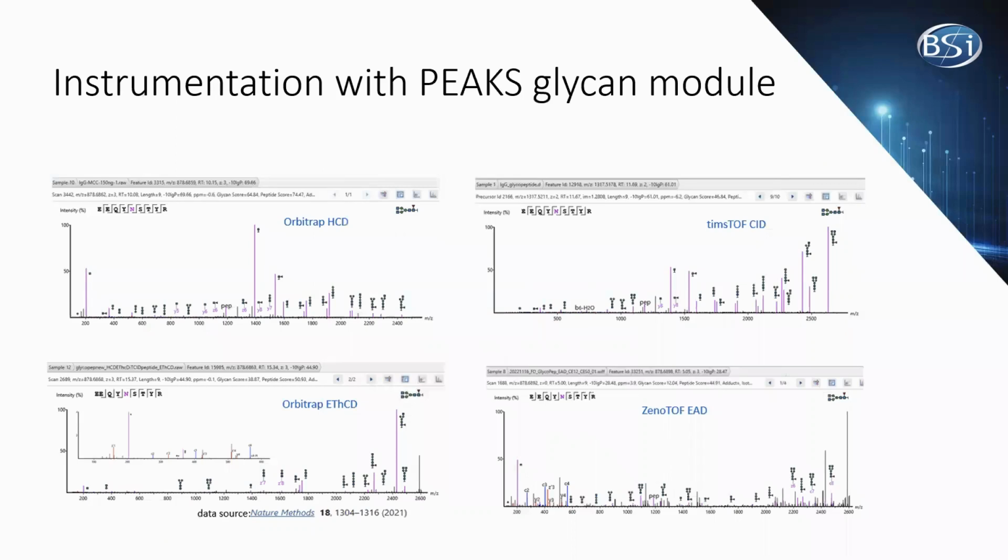Within the Glycan module, as well as within Peaks 11, we support multiple different instrumentation methods and instrument types. So for glycans, we support Orbitrap, timsTOF, and Orbitrap for HCD, as well as EThcD. And we also support ZenoTOF, CID, and EAD fragmentation types, which has really improved glycoproteomics in terms of getting nice fragmentation ions for both the peptide as well as the glycan molecules.